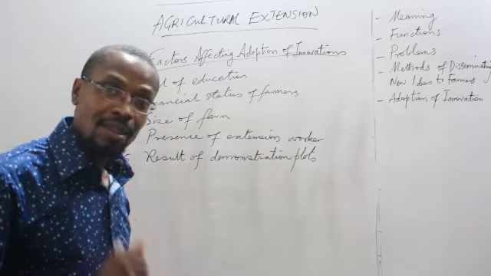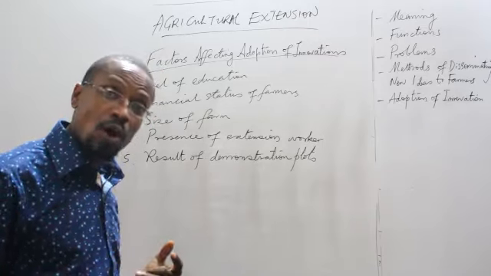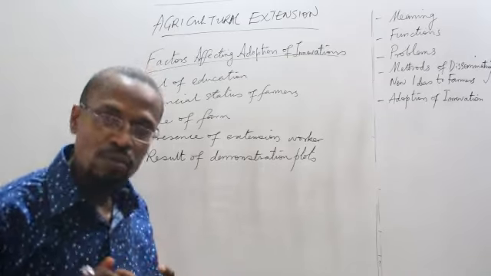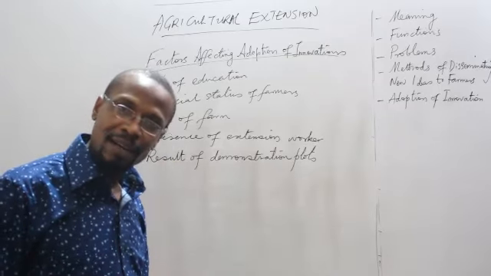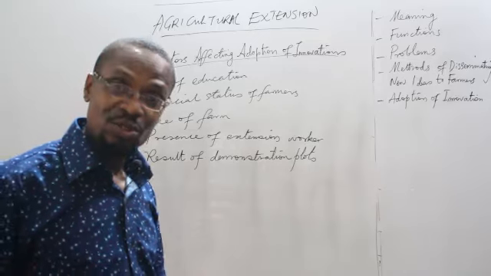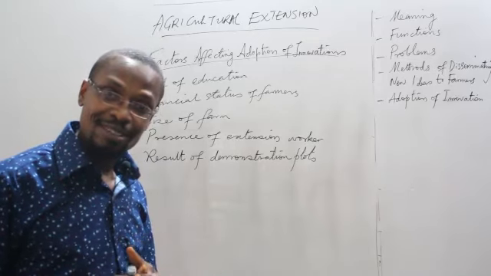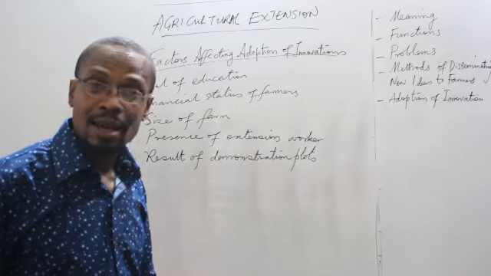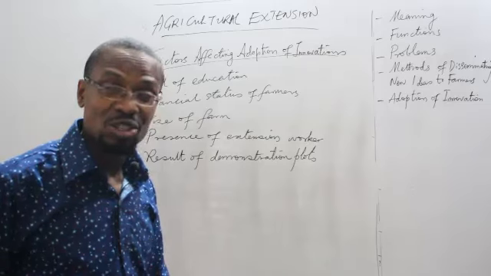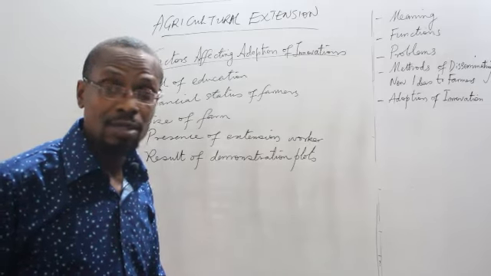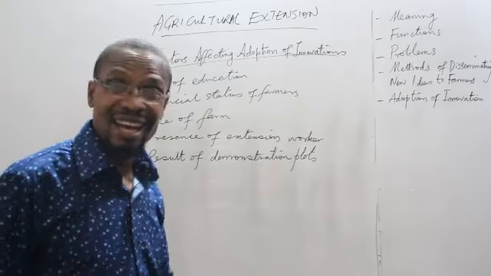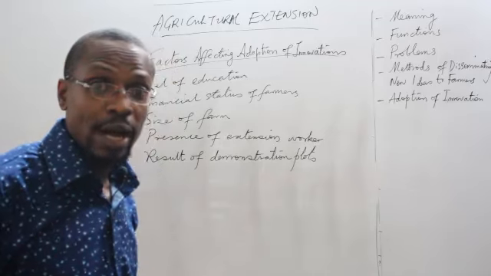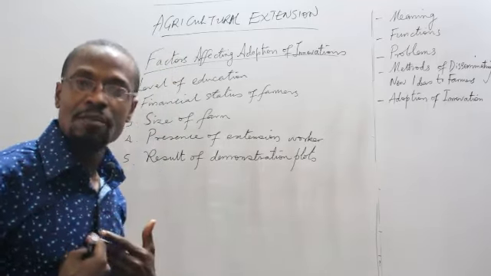Level of education. The more educated the farmer is, the more the farmer would easily adopt new methods. Financial status of the farmer. The wealthier farmers, I bet you, will want to try new methods because even if it fails, they are not going to fall flat. Poverty will usually make most farmers not even want to try, because what if it fails? I'll lose everything and then I'll go back to ground zero. So wealthier farmers usually want to try new methods because if it succeeds, it's to their benefit.